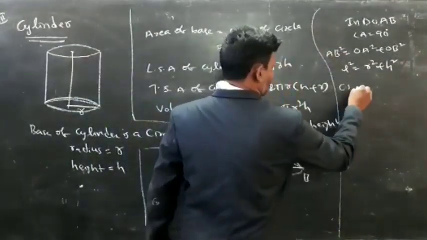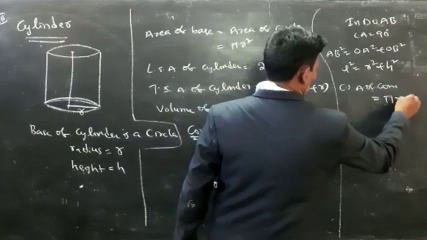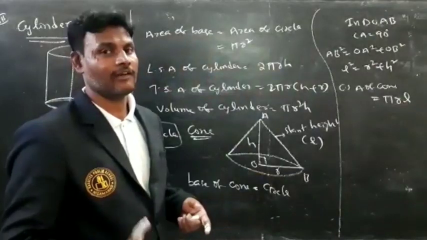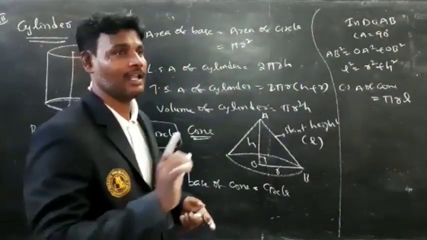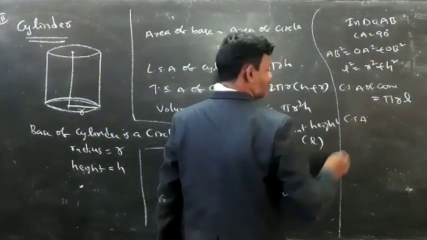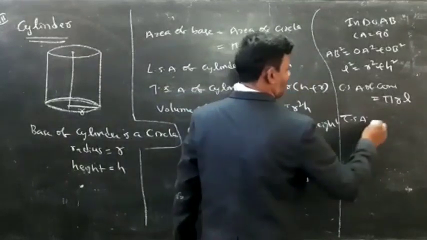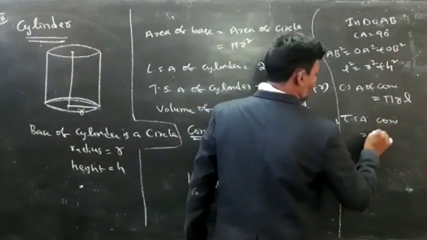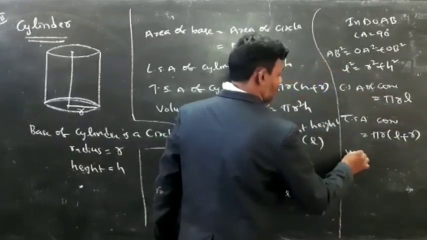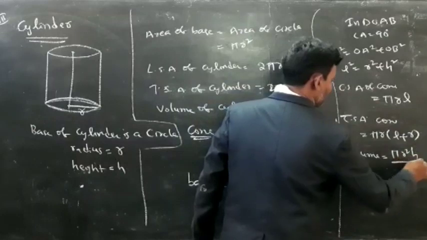Next, curved surface area of cone. What is the formula? Pi r L. Next, total surface area of cone is equal to pi r (L plus r). Next, volume of cone is equal to pi r square h by 3.